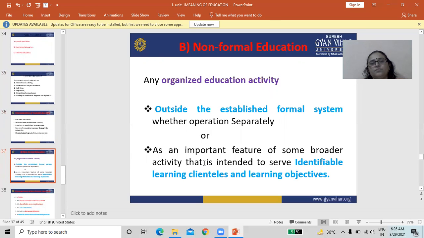Non-formal education: any organized educational activity outside the established formal system, whether operating separately or as an important feature of some broader activity, that is intended to serve identifiable learning clients and learning objectives.